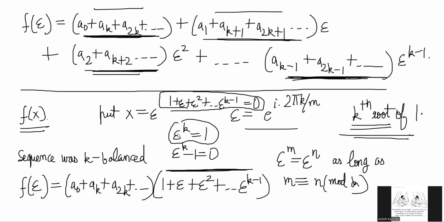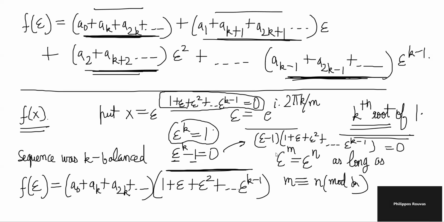Why? Because epsilon power k is 1. So epsilon power k minus 1 you can factorize like this: epsilon minus 1 times 1 plus epsilon squared till epsilon power k minus 1, right? Correct? Yes. And since we are saying that this epsilon is a complex root, it's not actually equal to 1. So this cannot be 0. So this must be 0 then, right?